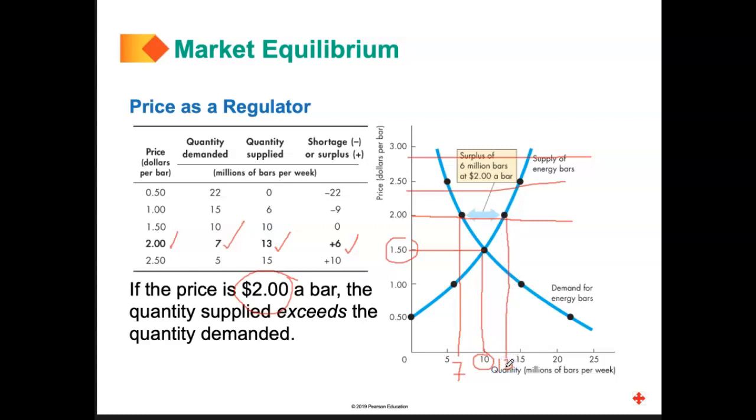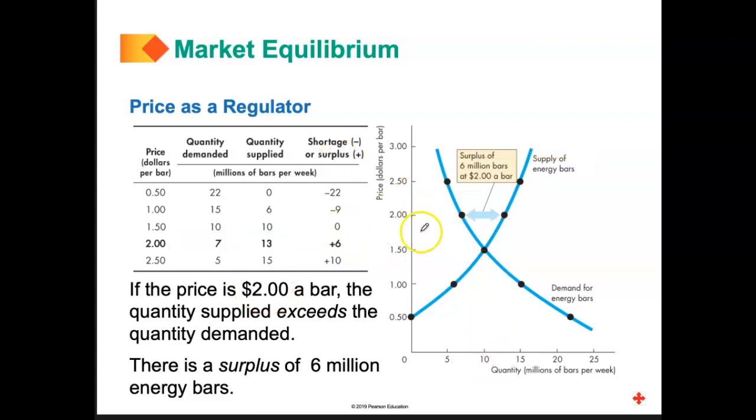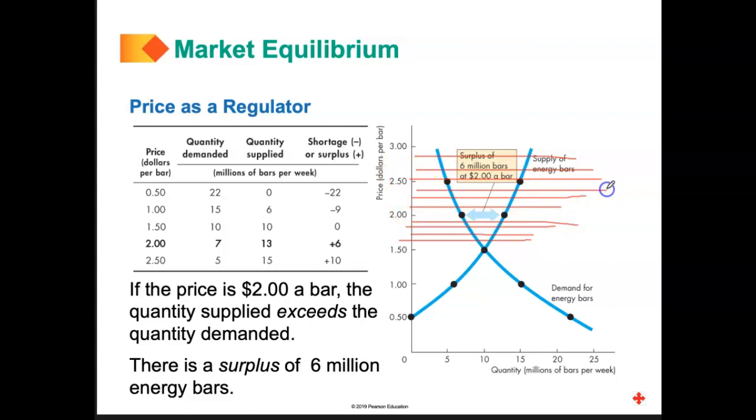So then we have an excess of 6 million energy bars, okay? Everything is quoted in millions, so you can't just say 6 energy bars, okay? That is what happens when you have price set above the equilibrium price. So long as price is above the equilibrium price, where I'm showing you all these lines, there's always going to be a surplus. Quantity supplied is always going to be greater than quantity demanded, okay?